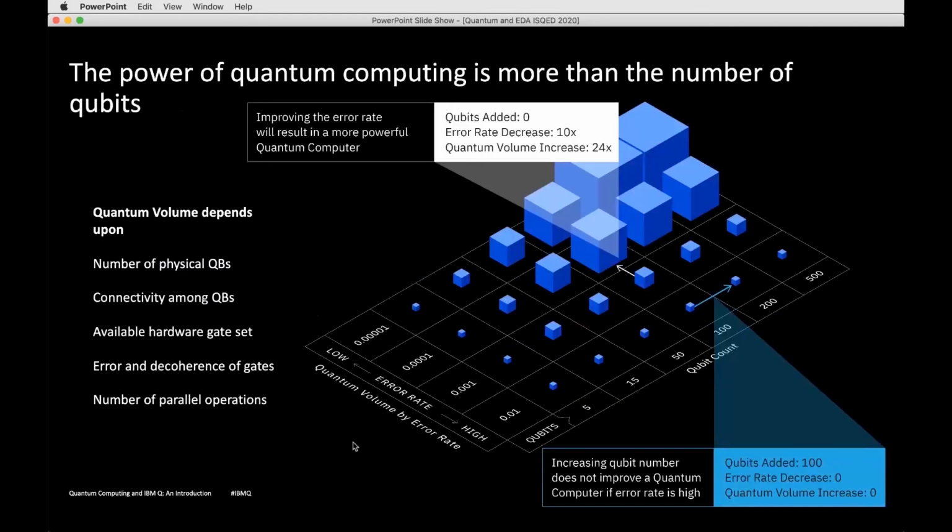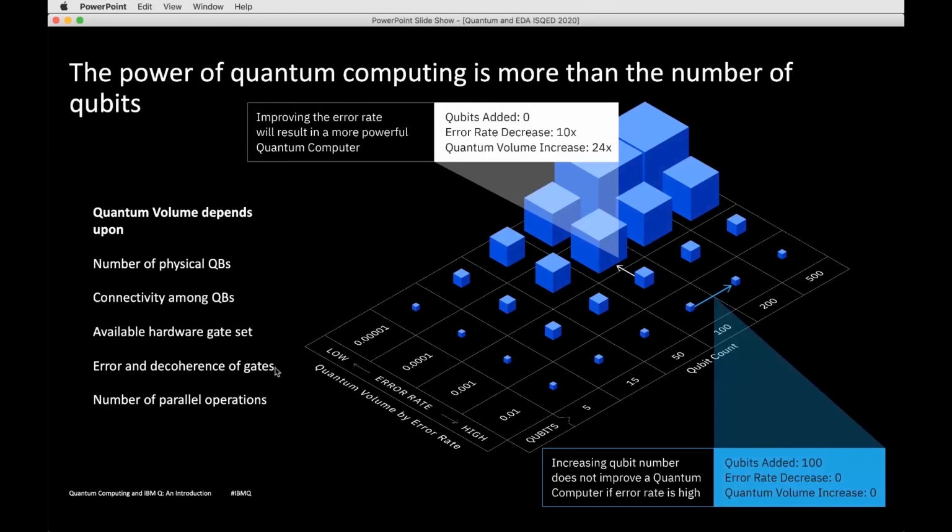So how do we measure the power of a quantum computer? One of the things that IBM proposed at the beginning of last year is the metric of quantum volume. And quantum volume not only takes into account the number of qubits that you have, but really looks at the connectivity among qubits. What functions can you do? Can you only do very simple functions, or can you actually execute significantly more complicated functions? What are the error and decoherence times of the gates?